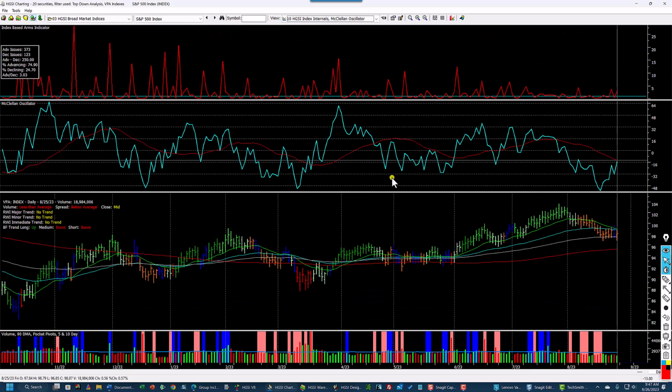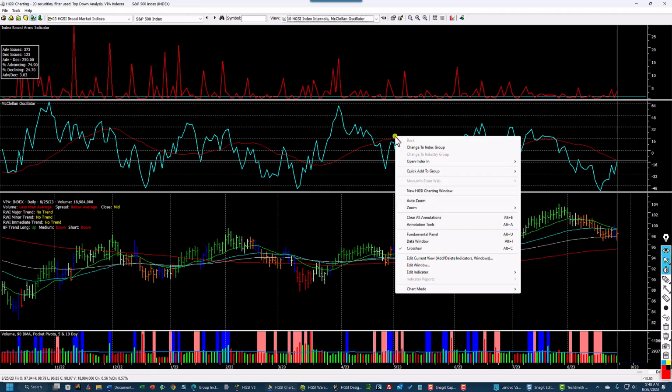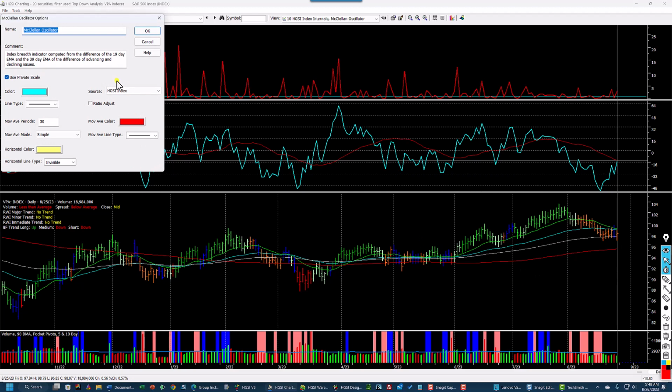Okay, now this is the McClellan. This is chart number 10, the McClellan oscillator. First of all, we have the index-based arms indicator here. It tells you advancers versus decliners and the percentage advancing, declining. This McClellan oscillator is, I'm going to edit the indicator. If you do this and then click right on it, it explains what it is.